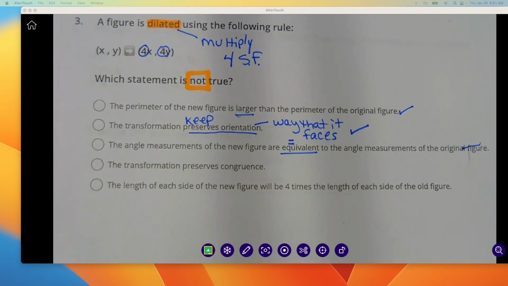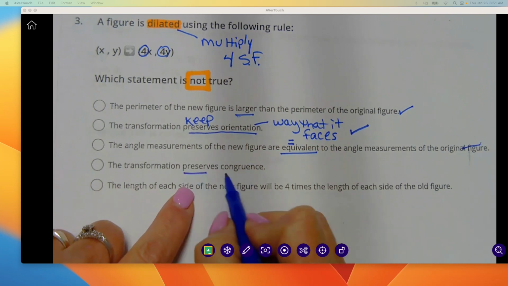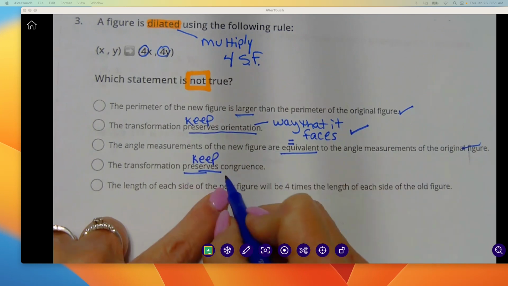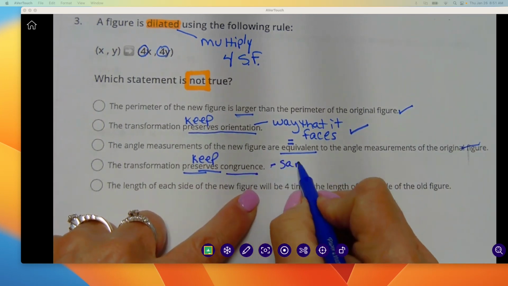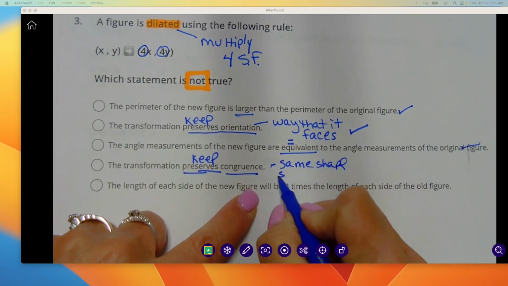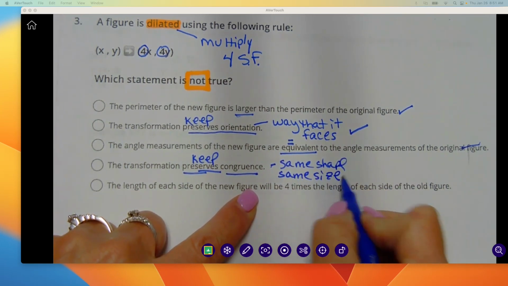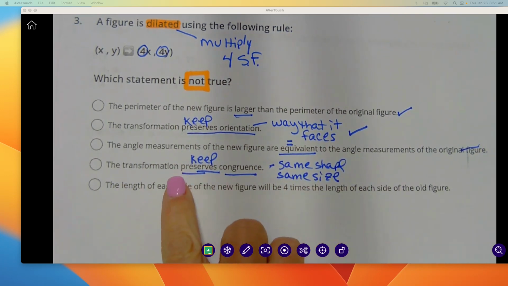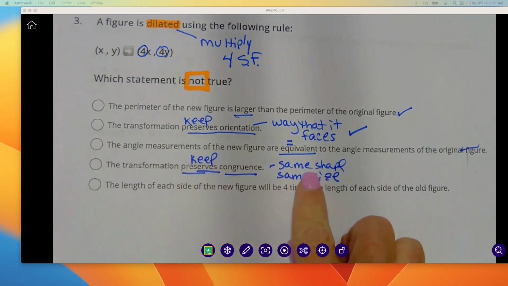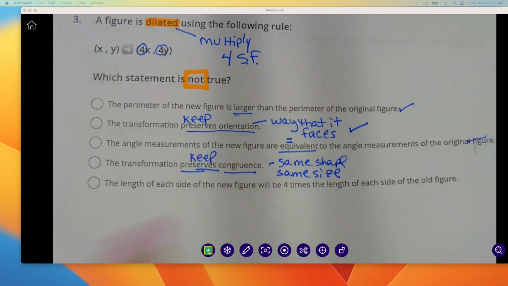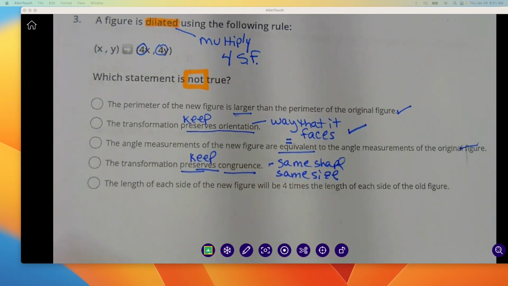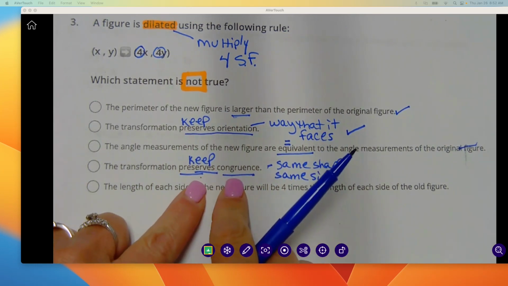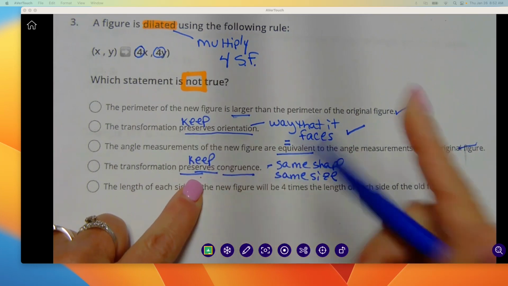Okay, let's look at the next one. The transformation preserves congruence. Remember, the word preserve means to keep or to stay. Congruence means same shape, same size, same angles, same everything. But with dilation, doesn't it get bigger or smaller? So it's the same shape, but it's not the same size. It's either getting bigger or it's getting smaller. So this does not preserve congruence. And guys, dilation is the only one that does not preserve congruence.